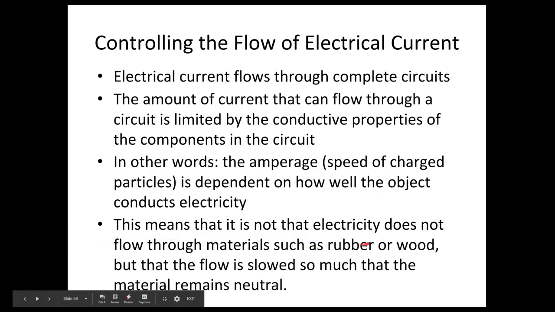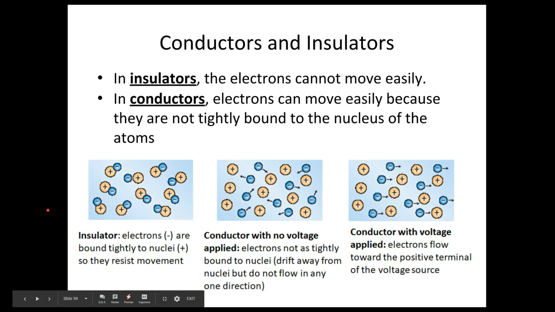This means that it is not that electricity does not flow through materials such as rubber or wood, but that the flow is slowed so much that the material remains neutral. It just basically stops flowing at that point. So rubber and wood conduct, but just so little gets through and so slowly that it's nothing that we really worry about. So in order to get into this, we want to talk about insulators and conductors again.